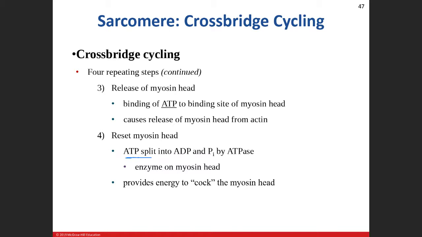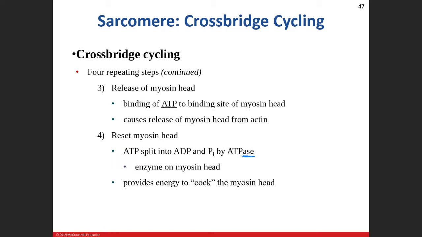Now you need to know this enzyme. I don't think I told you guys this; I told the other section this. Anytime you see A, S, E on the end of a word, that's an enzyme. Acetylcholine esterase is the enzyme that breaks down acetylcholine into acetate and choline. ATPase is the enzyme that breaks ATP down into ADP and inorganic phosphate.